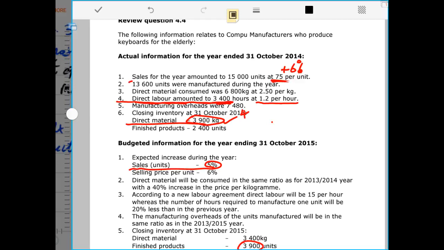It was for the production of 13,600 units, because in the year 2014 they produced 13,600 units, and to produce these 13,600 units they spent 3,400 hours of direct labor. So if we have this information, it definitely means we can calculate the number of hours it takes to complete one unit. Why? Because we know the total number of hours, which is 3,400 hours, and we know the total units that were manufactured.